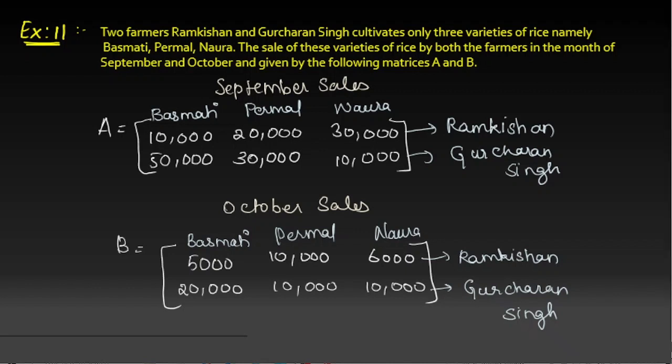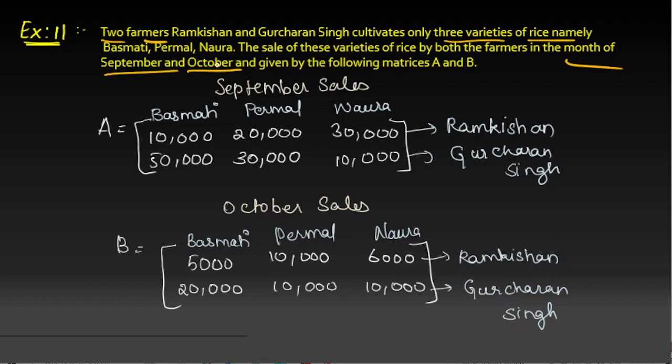See, I'm going to read the question now. Listen carefully. So there are two farmers named Ram Kishan and Gurcharan Singh. These two are the names of the farmers. They are cultivating three varieties of rice: Basmati, Rimal, and Naura. The sale of these varieties of rice by both the farmers in two months are given, September and October.